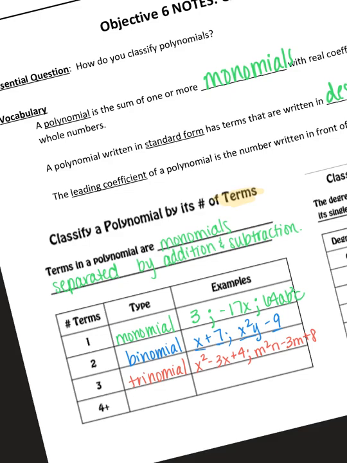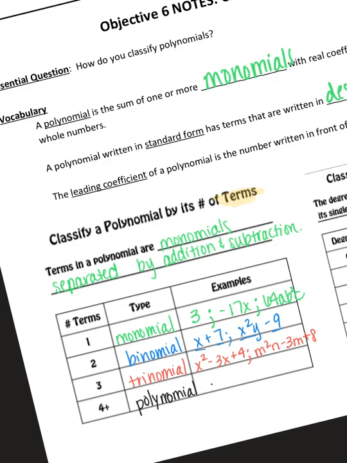Finally, when we get up to 4 or more terms, then we just have a general classification of calling it a polynomial, poly meaning many. Okay, so polynomial meaning many.